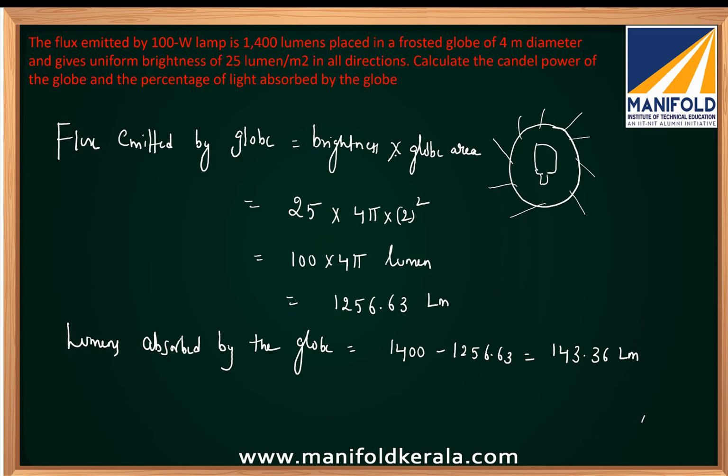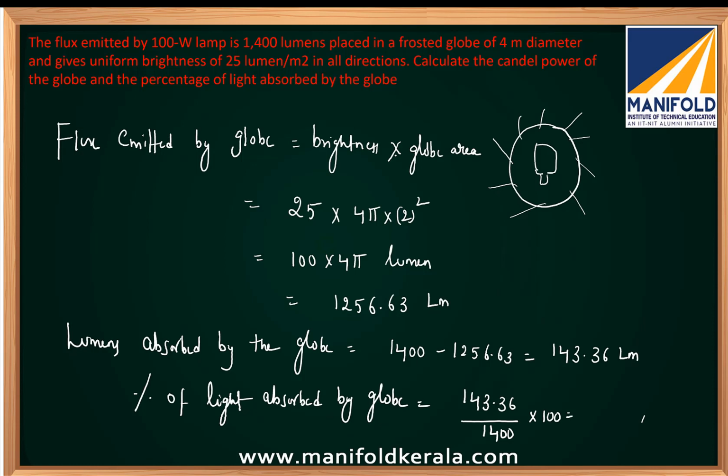So the percentage of lumens absorbed by the globe is given by 143.36 divided by 1400 into 100. This amounts to 10.24%, which is the percentage of luminous flux, or light, that is absorbed by this frosted globe. Understand?